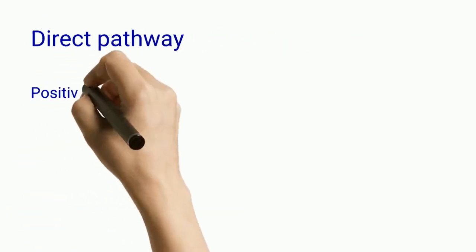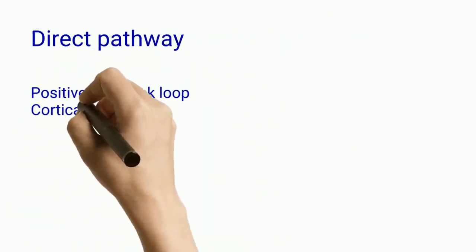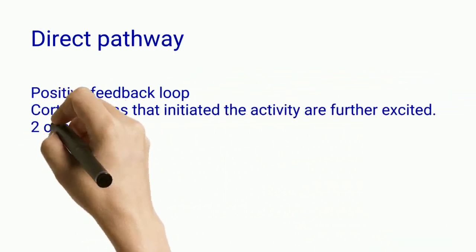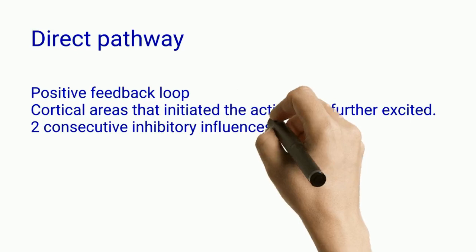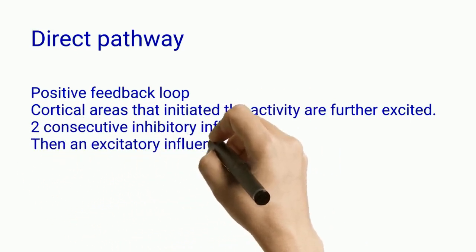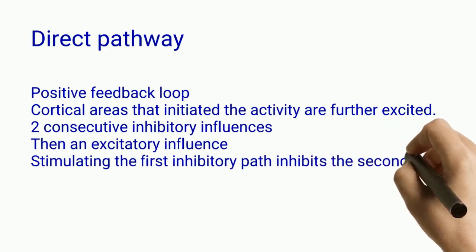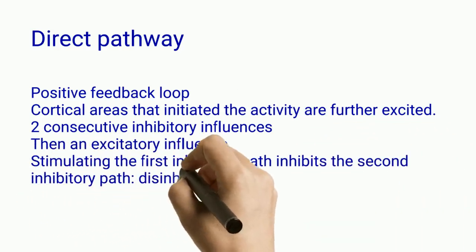The direct pathway is an excitatory positive feedback loop. There are two consecutive inhibitory influences, so stimulating the first inhibitory path inhibits the second, which disinhibits the final excitatory path.